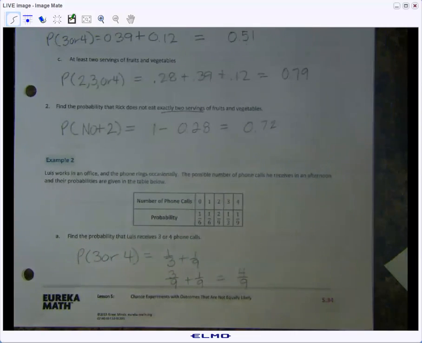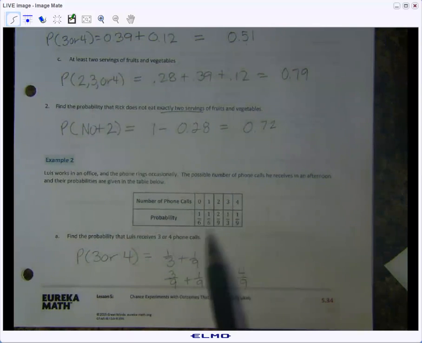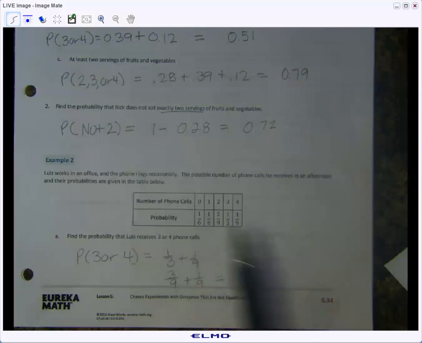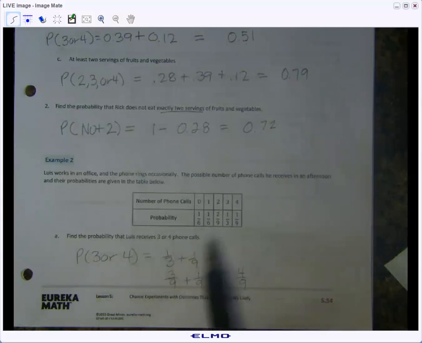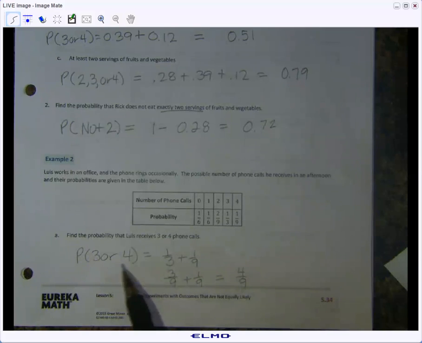Okay, example 2. Lewis works in an office and the phone rings occasionally. The possible number of phone calls he receives in an afternoon and their probabilities are given in the table below. The number of calls are anywhere between 0 and 4, and these are the associated probabilities. Find the probability that Lewis receives 3 or 4 phone calls. The probability of him receiving 3 phone calls is 1/3, or 4, so you have to add that together.